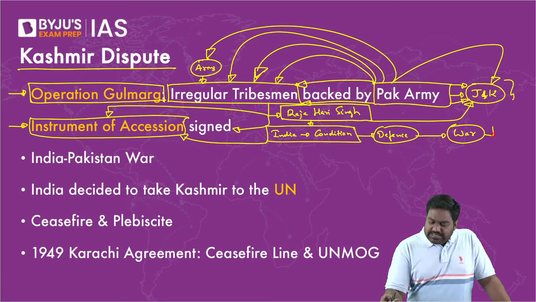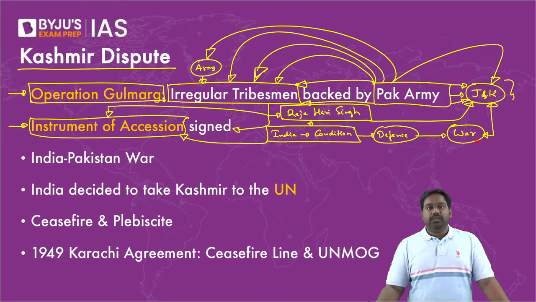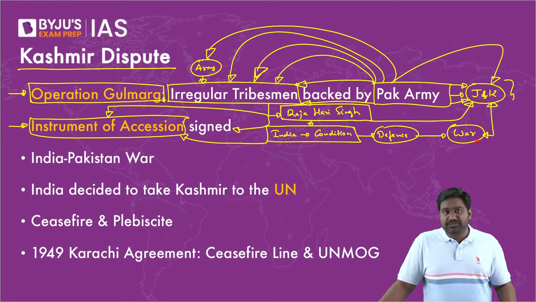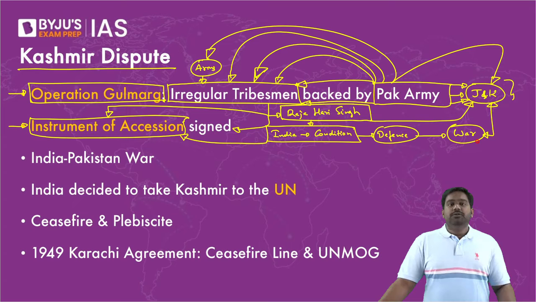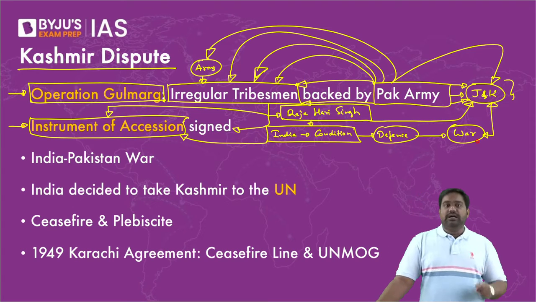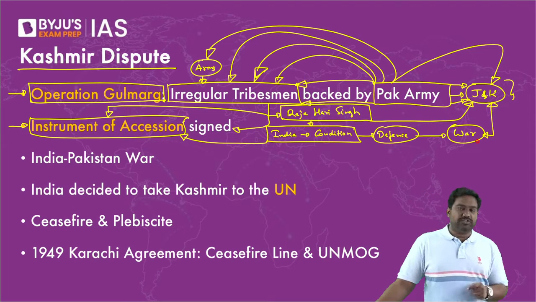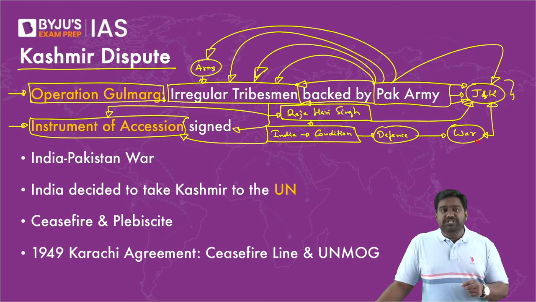So Raja Hari Singh had no other choice. Either he had to see the collapse of his state, right, collapse of his rule, or take help from India and merge J&K with India. So it was at this point that Raja Hari Singh signed the instrument of accession, thus formally merging Jammu and Kashmir with India. All right?